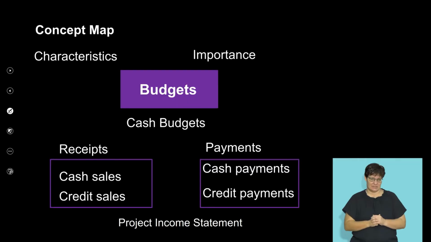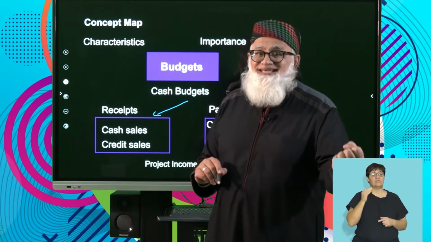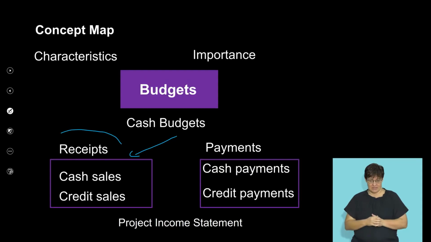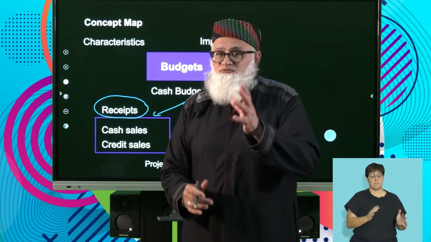Okay, if you look at your cash budgets, again, important. If you look at your cash budgets, remember you're thinking cash. So you're looking at a cash budget anticipates future receipts and payments. Therefore, you're looking at your receipts and your payments. You think cash. And that's how you have to operate when you're looking at a cash budget.